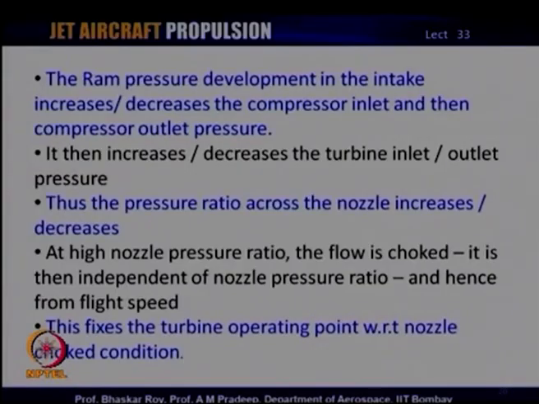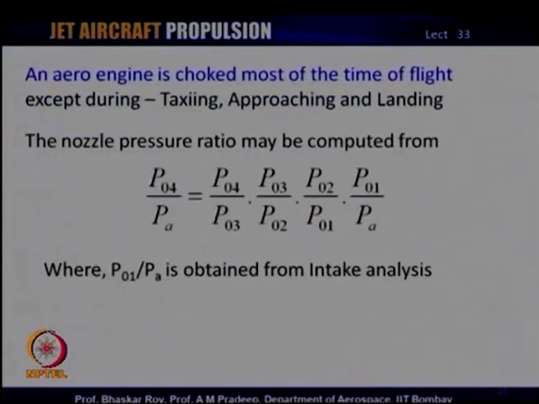Now, that allows us also to fix the turbine operating point with respect to the nozzle choked condition, which we have done in the last class. That means the turbine and the nozzle have to be matched to each other, and this matching requires that if the nozzle is choked, it is easier to match the turbine with such a choked nozzle.